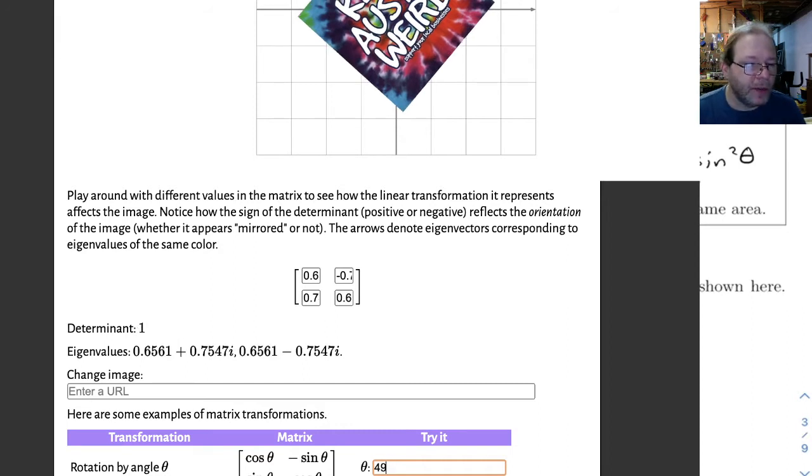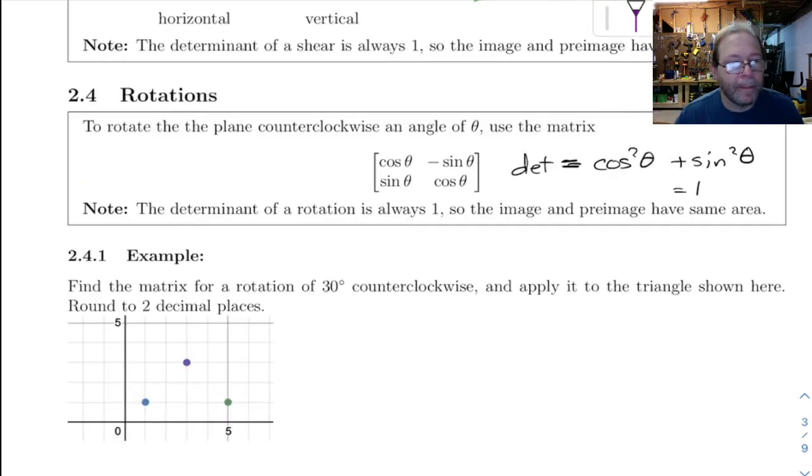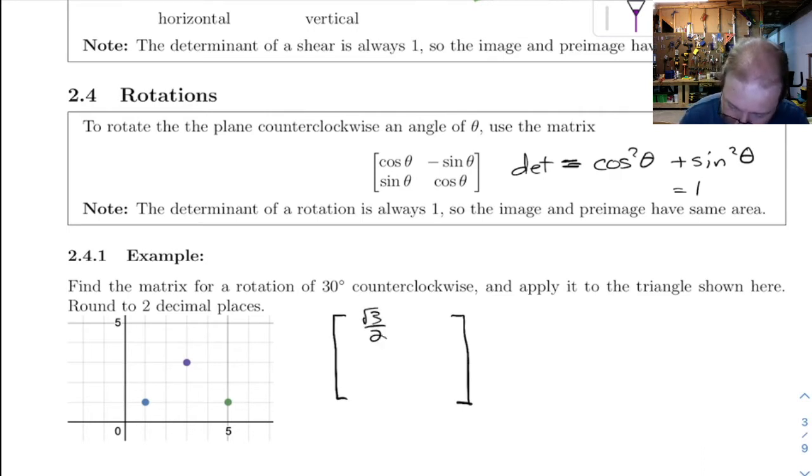All right, so let's do a problem. Find the rotation matrix for a 30-degree counterclockwise turn and apply it to the triangle shown here. Round to 2 decimal places. Okay, so our matrix is going to have the cosine of 30 degrees up here and here, and cosine of 30 is root 3 over 2. Sine of 30 is 1/2. And this one is negative.